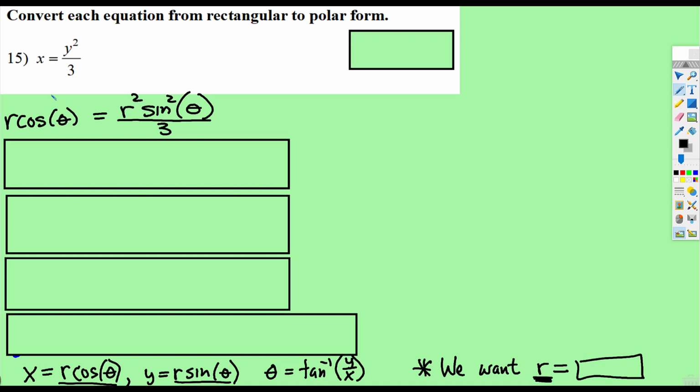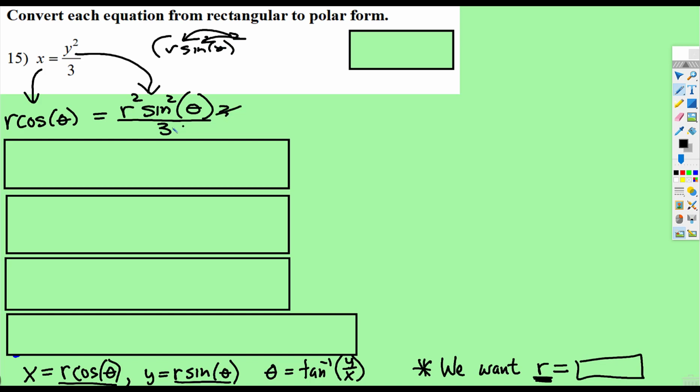So we rewrote everything. x is r cosine. Y is squared, so the r will be squared and the sine will be squared because there's both parts. The other way you could do it is r sine theta, which is the y, squared, and then the squared would go to the r, the squared would go to the sine.